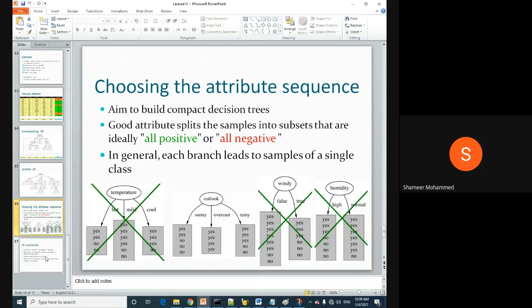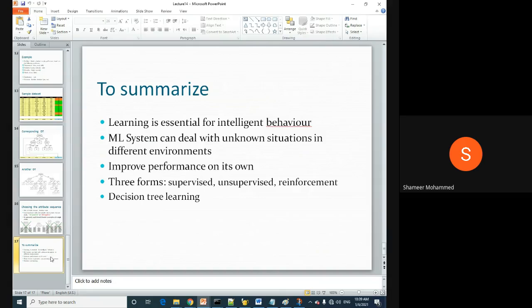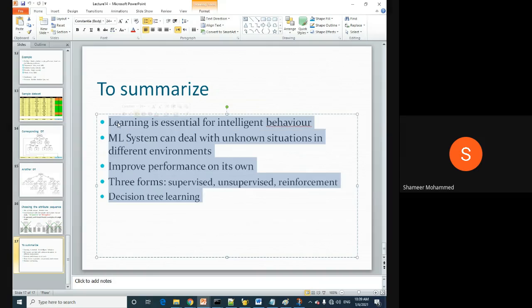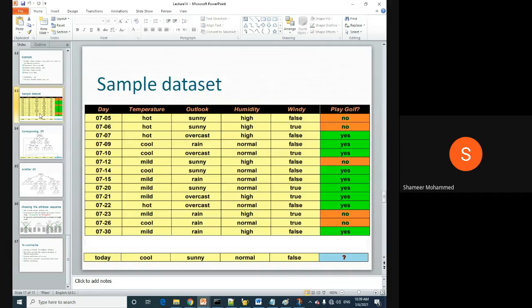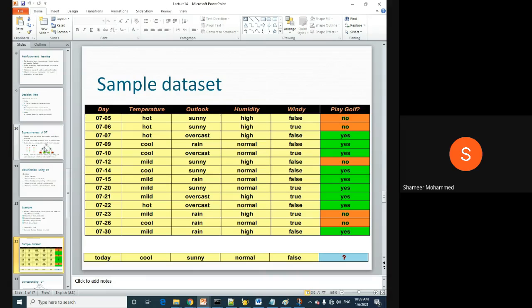So your lecture 14 consists of only these parts, these objectives. If you have any doubts, any questions, please ask. We are open for that.